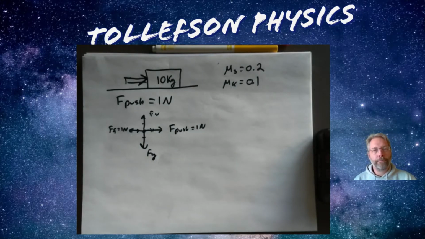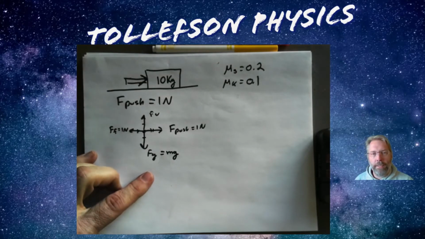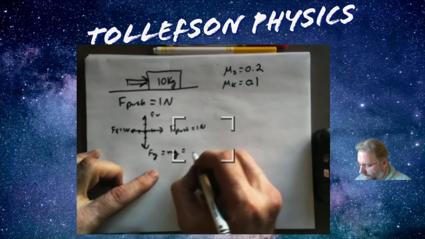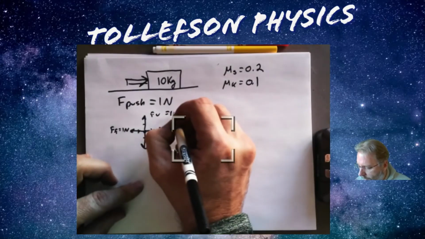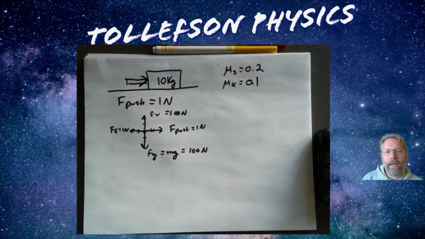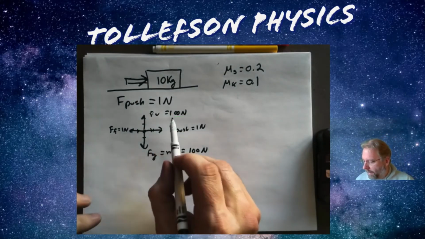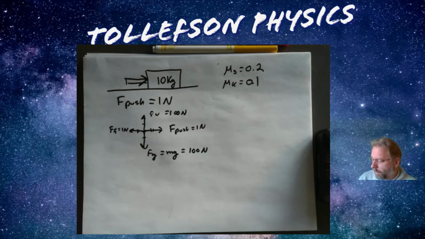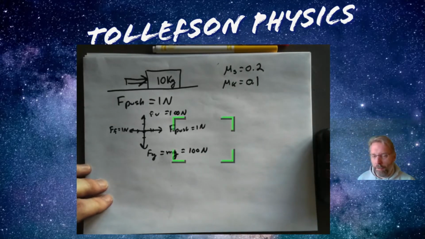Now, of course, we can calculate the force due to gravity. That's mass times the acceleration of Earth's gravity, and when we use 10 for that, this ends up being 100 newtons. Since the normal force is the same magnitude as the gravitational force because it's not accelerating in that direction, that is also 100 newtons. So the question then becomes, how much force would I need to push to be able to get this to move? That's where the coefficient of friction is going to come into play.